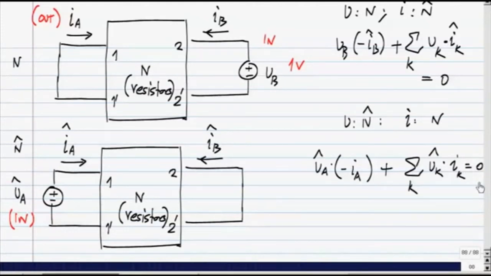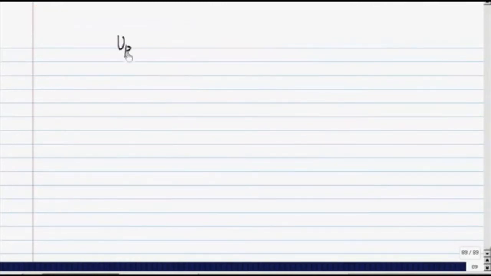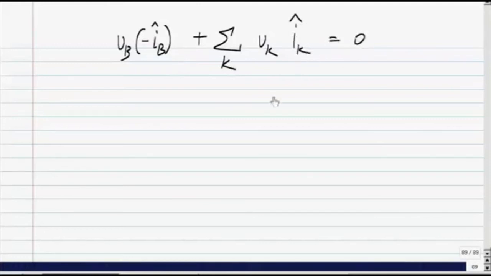So far we have not used anything about it being a resistive network. So where will we use it? Vk is the branch current times the branch resistance. Similarly, Vk hat is Ik hat times the branch resistance. So what will we get out of it? And I will use the resistive network part here.